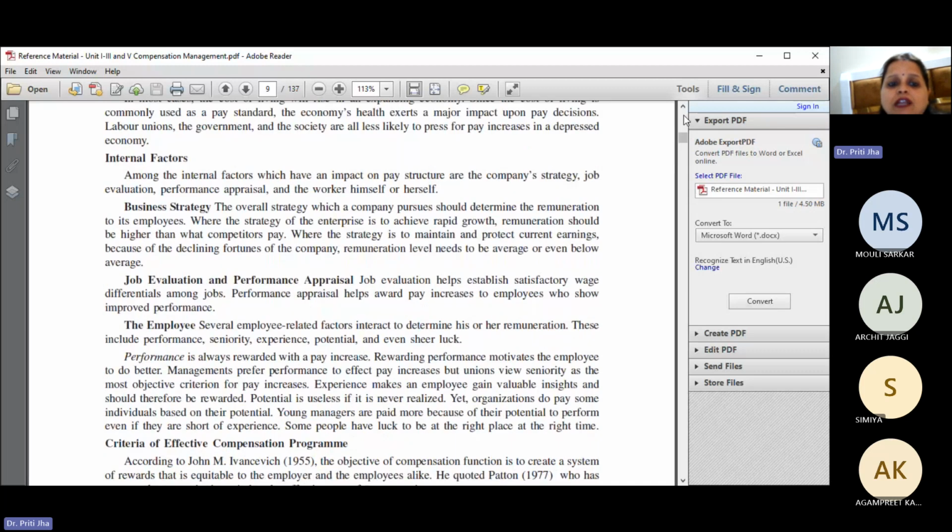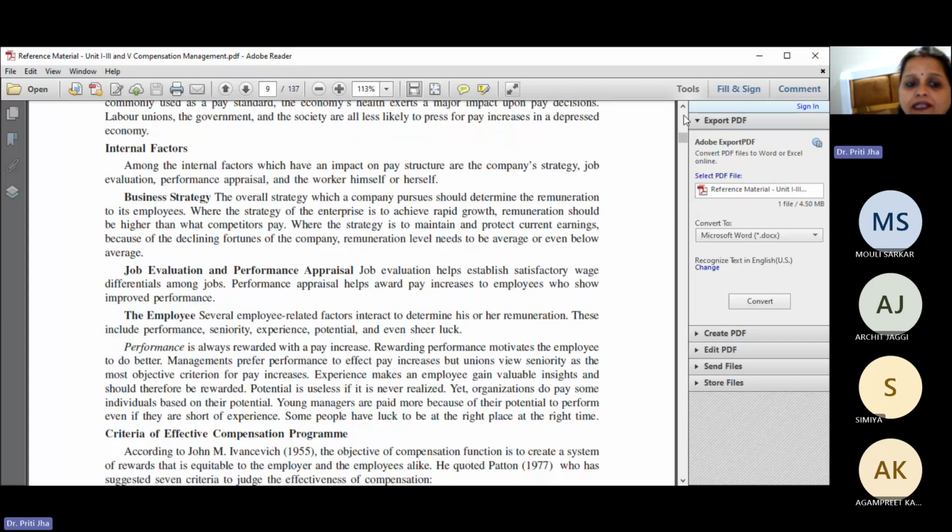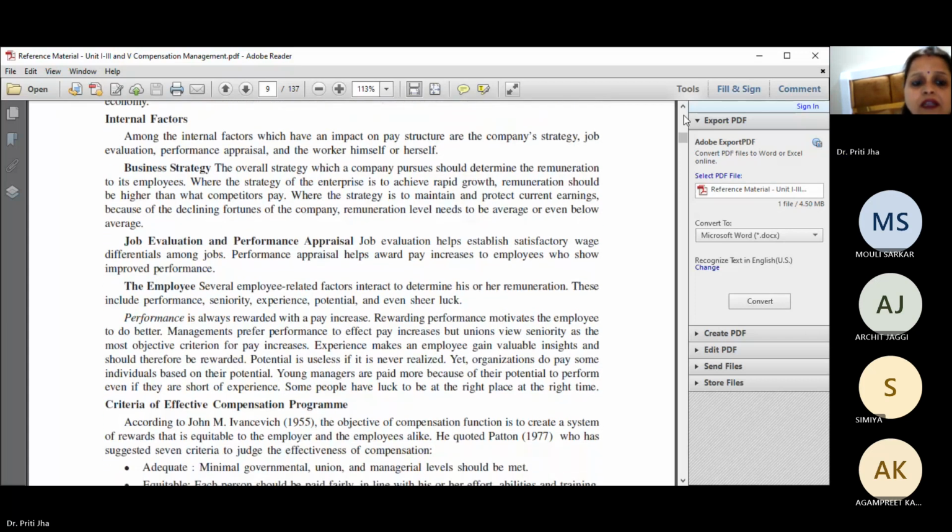Next, job evaluation and performance appraisal. Job evaluation helps establish satisfactory wage differentials among jobs. Performance appraisal helps award pay increases to employees who show improved performance. The several employee-related factors interact to determine his or her remuneration. These include performance, seniority, experience, potential, and even sheer luck.